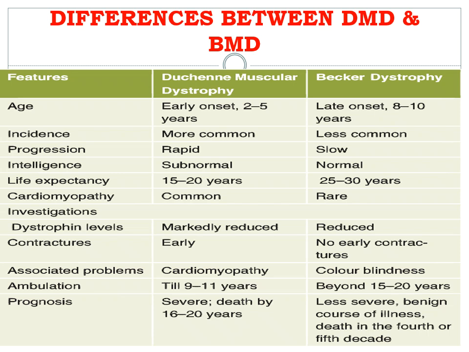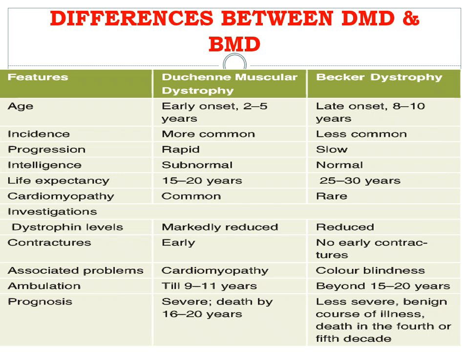Age in Duchenne is early onset, 2 to 5 years. In Becker's type, the signs and symptoms appear at 8 to 10 years. Duchenne is more common, Becker's is less common. The progression in Duchenne is rapid, but in Becker's dystrophy the progression is slow.